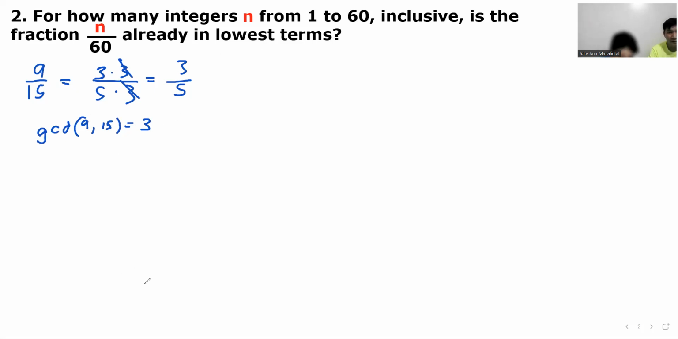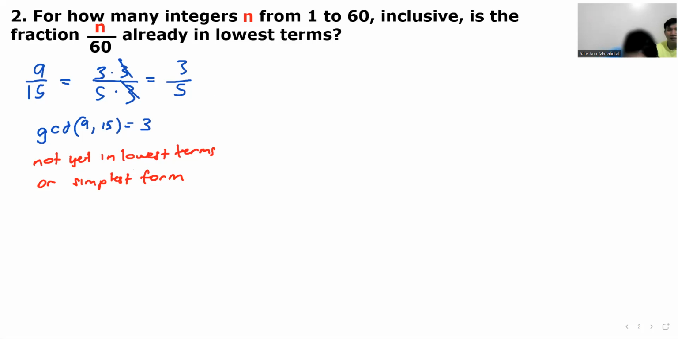It means there's still a divisor, so it's not yet in lowest terms, or simplest form. The others call this simplest form. Okay, so how about the GCD? What is the GCD of 3 and 5? It's 1. So it means 3 and 5 are already relatively prime, or sometimes in British English, co-prime.